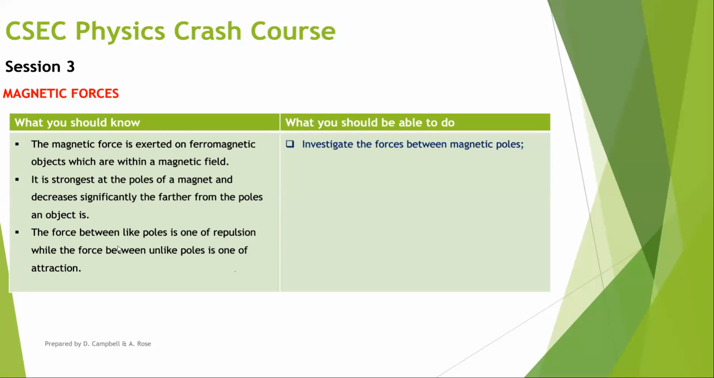Now, the force between like poles is one of repulsion, while the force between unlike poles is one of attraction. We can state this in another way as what we would call the law of magnetism, which says that like poles repel and unlike poles attract. From the syllabus, you are to be able to investigate the forces between magnetic poles. Normally when they say investigate, it means maybe in a practical way, but we should also be able to use a thought experiment to figure it out.